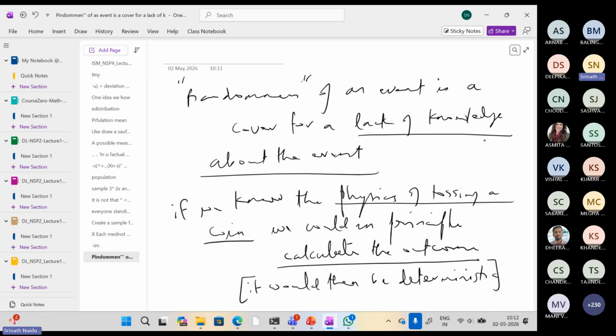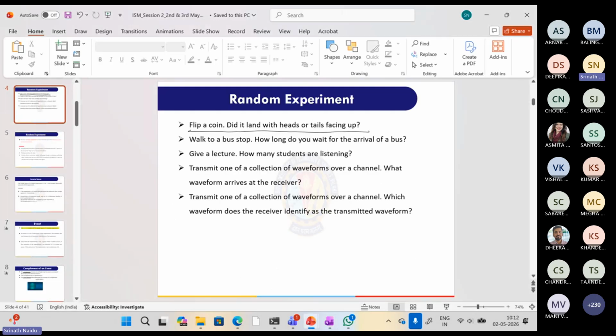But if we don't have that, then we say lazily, it's a random thing. So give a lecture, how many students are listening? Well, this is also deterministic, actually. Although I can't tell in this particular case how many of you are actually listening to me, it's possible, in each of these cases, with a lot of knowledge, to actually compute all of this stuff.